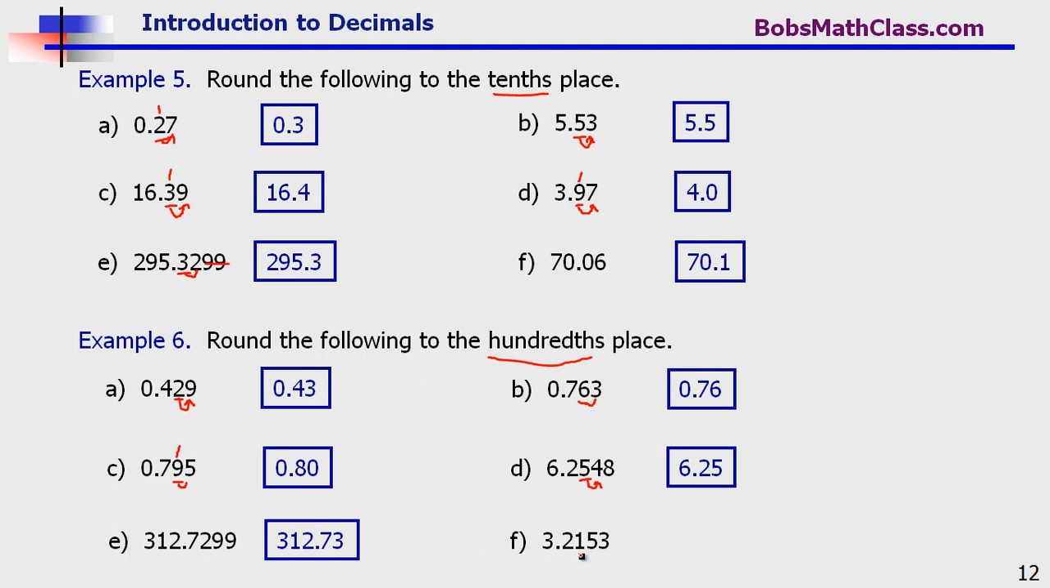One more. 2153. Hundreds place is a 1. Look to the right, it's a 5. So that's 5 or more, so we're going to add 1. So that'll be 3.22. Okay, I think we've got one more slide to go.